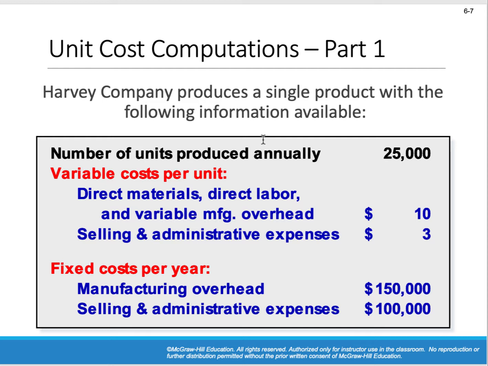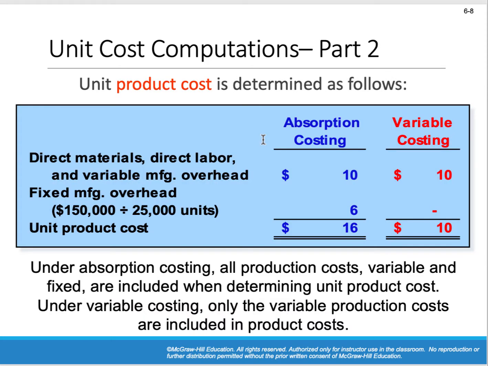Okay. Remember, under absorption costing, as well as under variable costing, selling and administrative costs never become part of the product cost. Never, ever, ever. Okay? They also give us the fixed manufacturing overhead costs of $150,000, and then they give us the fixed portion of the selling and the administrative expenses. Sounds good? So we need to figure out, what is the unit product cost?